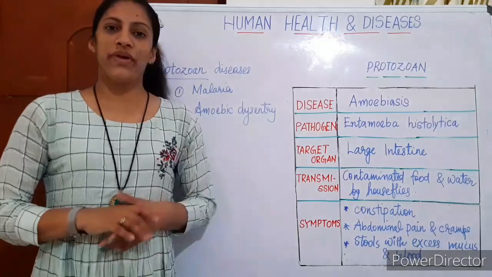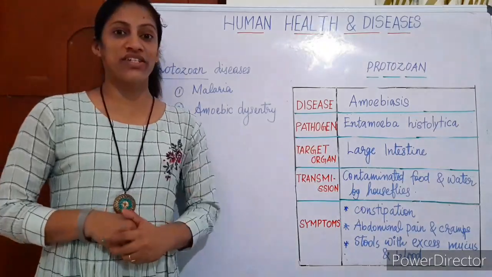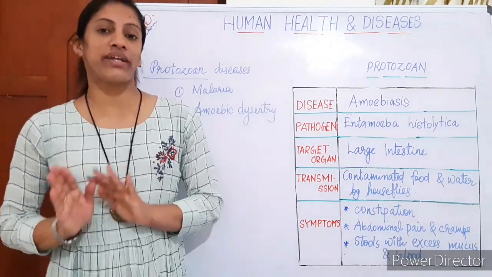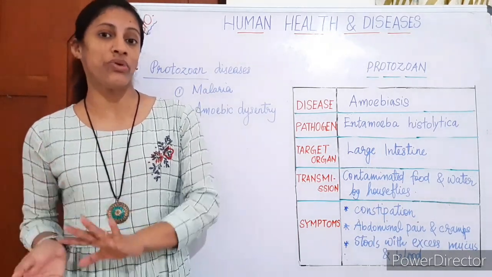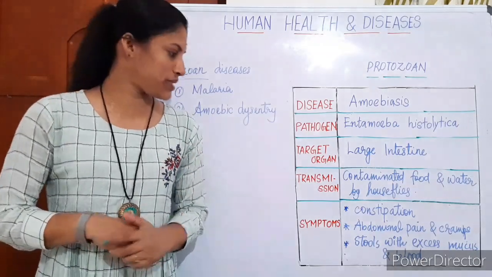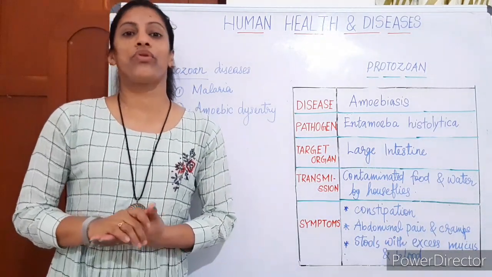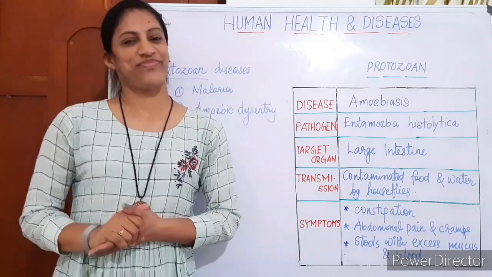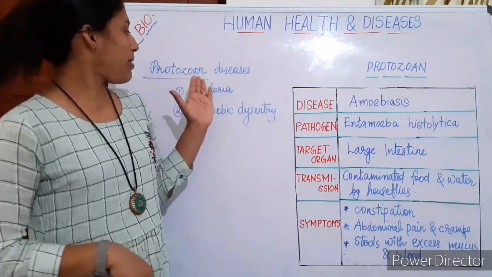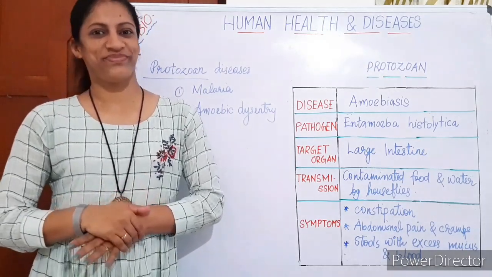Amoebiasis is the disease caused by a protozoan, Entamoeba histolytica, and it affects the large intestine. It is spread through houseflies, which act as mechanical carriers from the stools of the patient to other food items, and give the disease to a healthy person. The major symptoms include constipation, abdominal pain and cramps, and abnormal mucus and blood in the stools. So we have completed the two protozoan diseases as per your textbook: malaria and amoebic dysentery. Study thoroughly. Thank you.